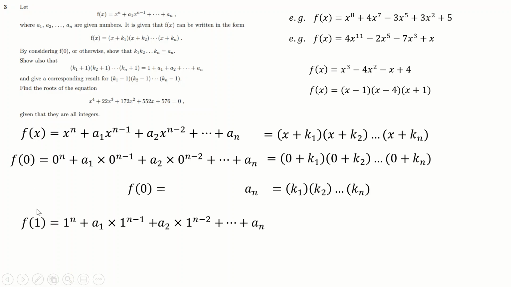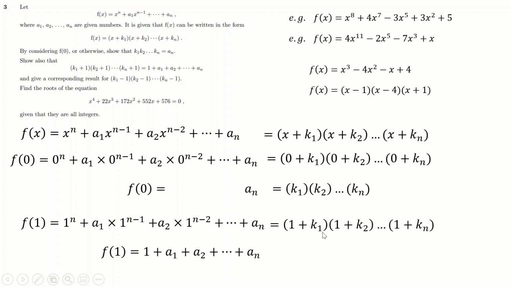Let's make our x 1. Now in standard form, we get 1 to the power n plus a1 times 1 to the power n minus 1, plus and so on all the way down to an. And now this is also good because 1 to the power anything is 1. So this just equals 1 plus a1 times 1, which is a1, plus a2 plus a3, plus and so on until an.